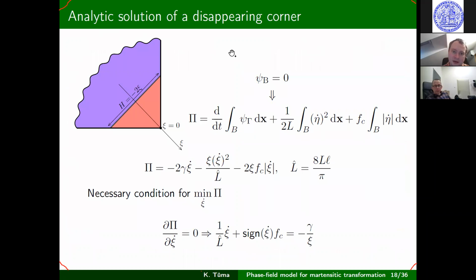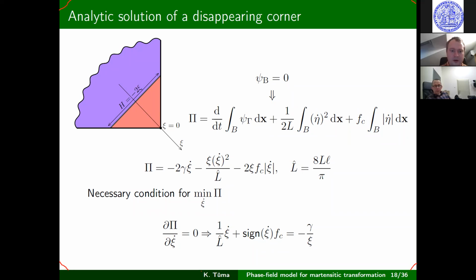We have such a domain with a corner. The interface is at distance xi from the corner, and we want to know with what speed the interface is propagating towards the corner. As I said, in our case the configuration is stress-free, so we assume that the elastic part of the energy is equal to zero. So the total potential, the functional pi, is equal to the time derivative of the interfacial energy plus the dissipation potential. In our specific case, it reduces to such a formula depending on xi, the distance from the corner, and xi dot, the velocity of the interface.